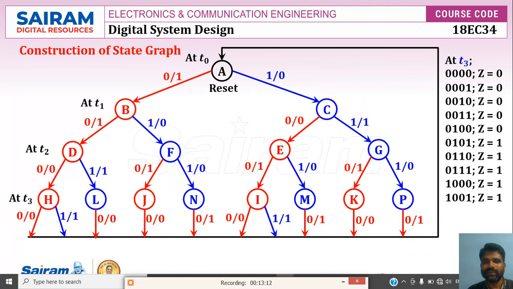Clear? This is the complete state graph for a code converter, that is BCD to XS3. Okay, so I'll continue in the next video.